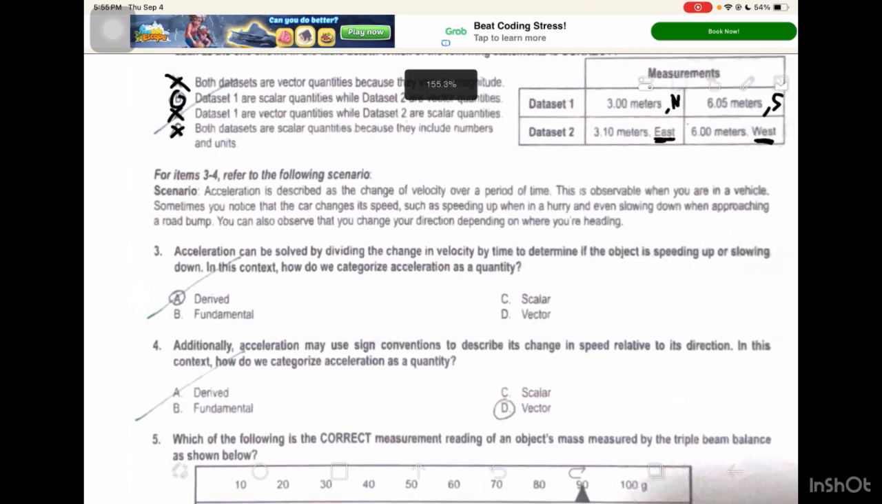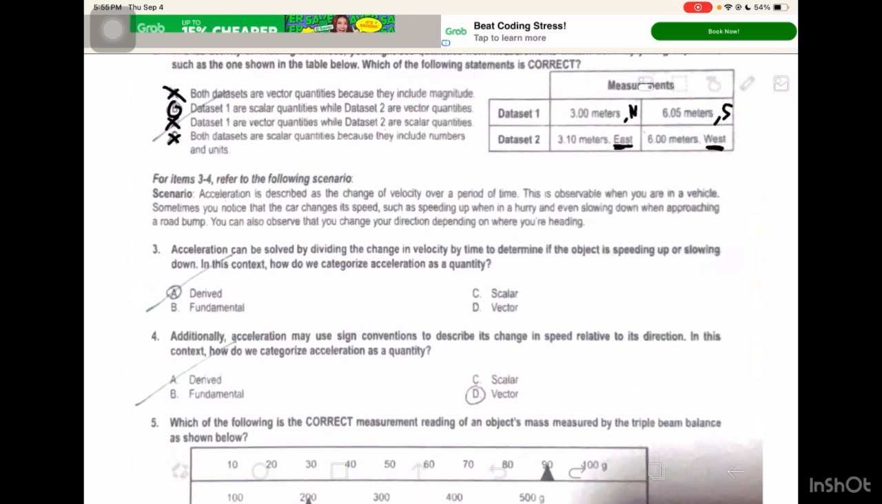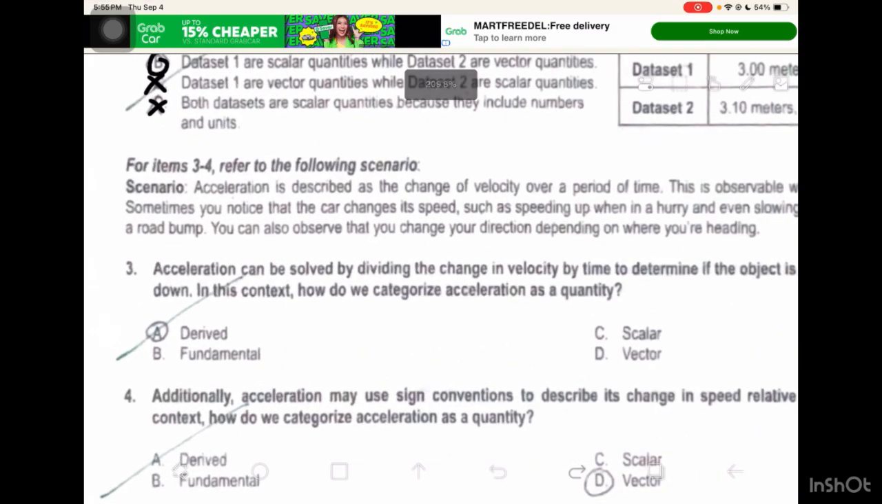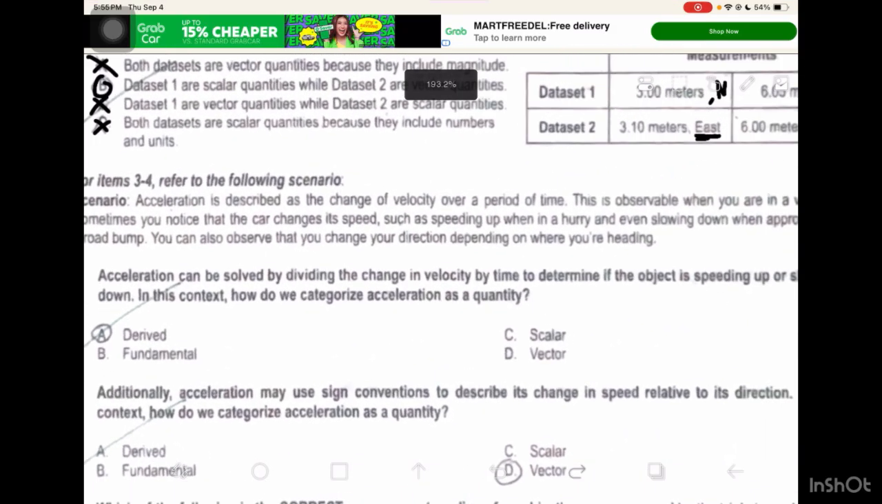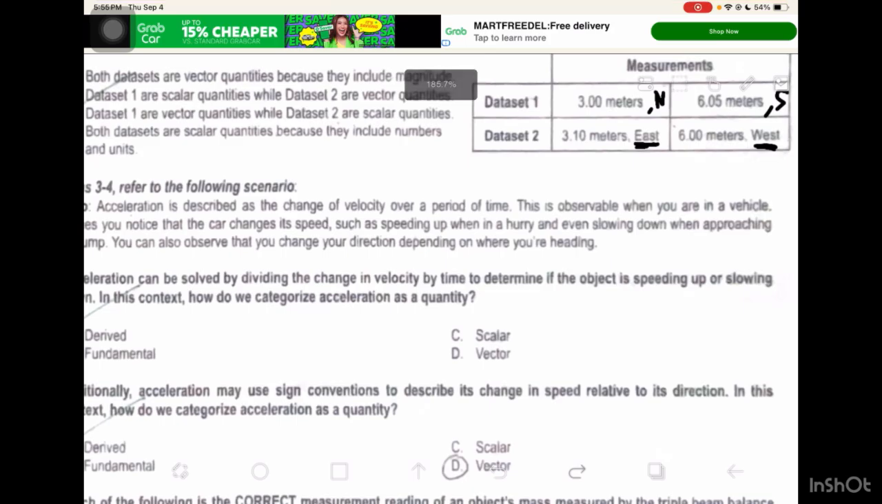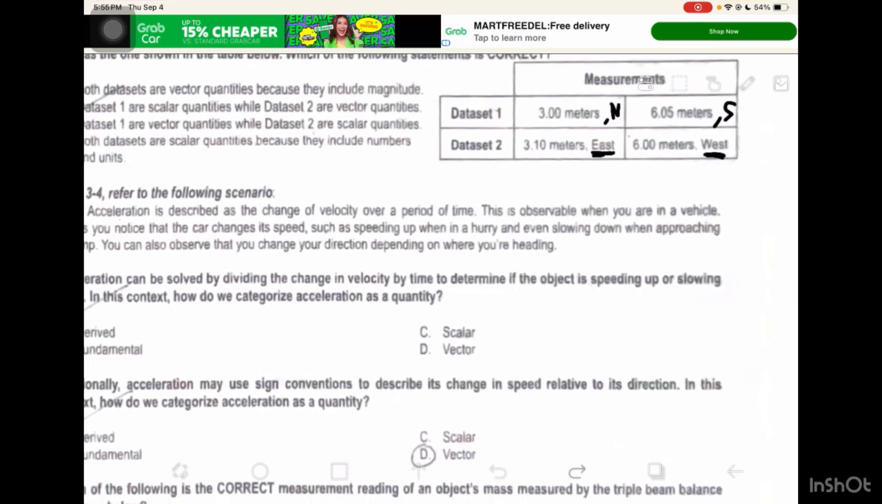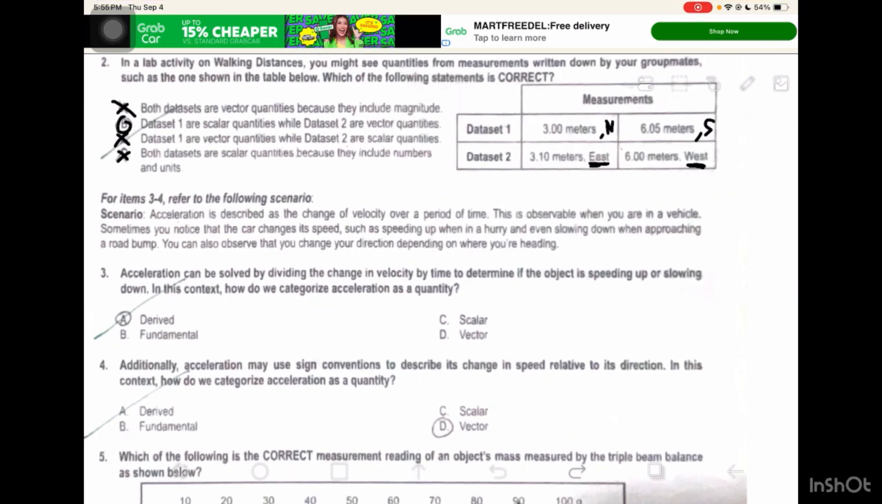For items 3 and 4, refer to the following scenario. Acceleration is described as the change of velocity over time. This is observable when you're in a vehicle. Sometimes you notice the car changes speed, speeding up when in a hurry, and even slowing down when approaching a road bump. You can also observe that you change your direction depending on where you're heading. Acceleration can be solved by dividing the change in velocity by time to determine if the object is speeding up or slowing down. In this context, how can we categorize acceleration as a quantity?